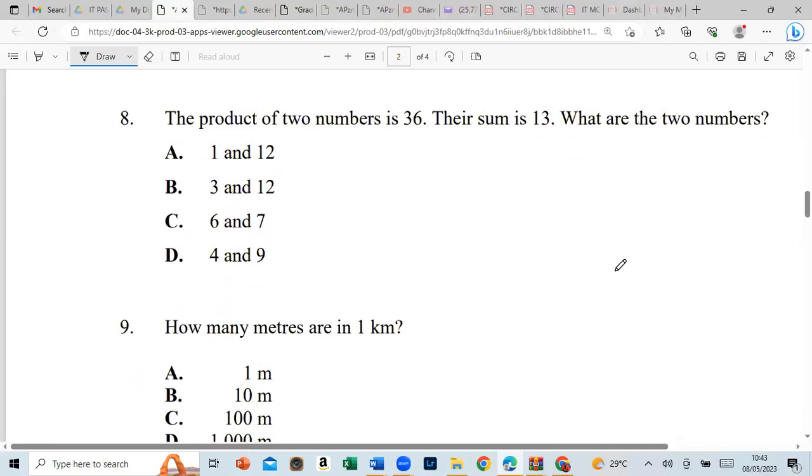The product of two numbers is 36. Their sum is 13. What are the two numbers? So answer that one. 30 more seconds, guys. Let's go.